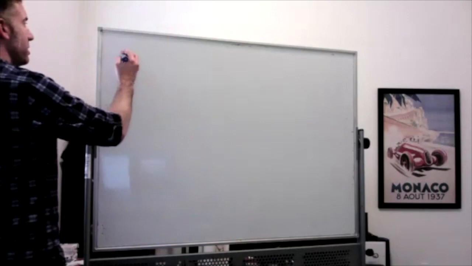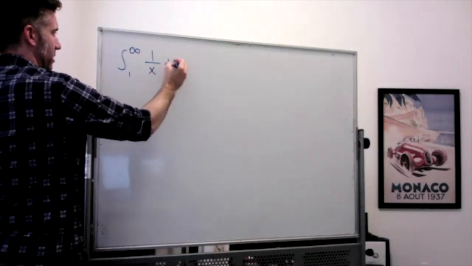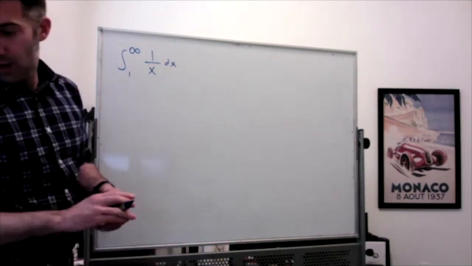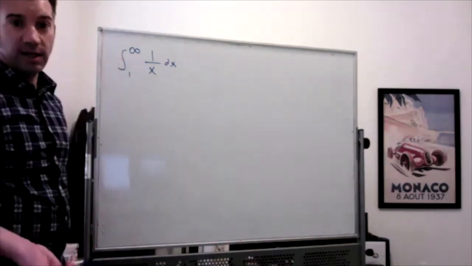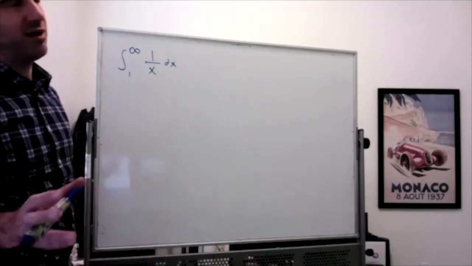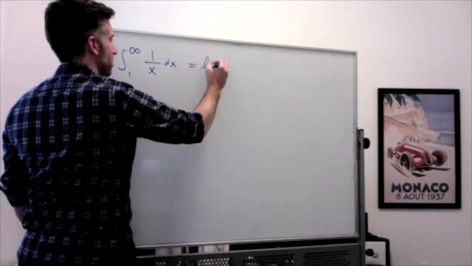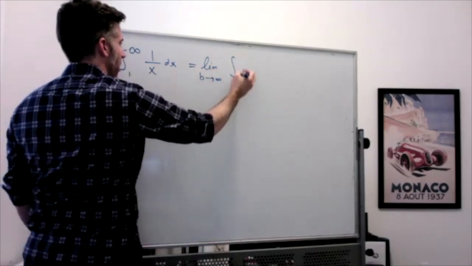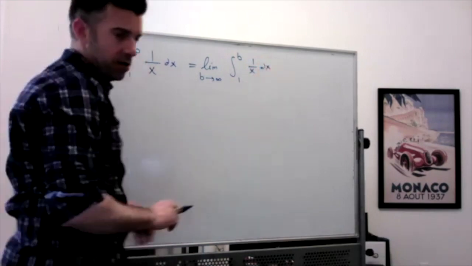So for example, this, the integral from 1 to infinity of 1 over x dx, is probably the most common example of an improper integral. And the way we deal with it, whenever you have an infinity, is you always replace it with a variable and let that variable take the limit as it goes to infinity. And I should say, not really a variable, but kind of a placeholder. So I'm going to rewrite this as the limit as b goes to infinity of the integral from 1 to b of 1 over x dx.